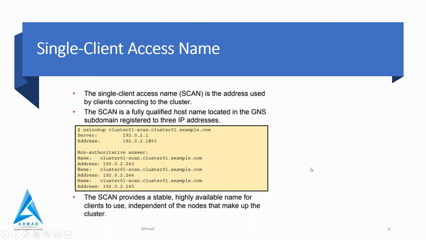So single SCAN is the address used by the client which is connecting to the cluster, and SCAN is a fully qualified host name in the DNS subdomain which has 3 IP addresses. You can also use one IP address, but that is not recommended. And that SCAN you can use for DNS, and you can configure SCAN with a host file. So that is the way of using it.